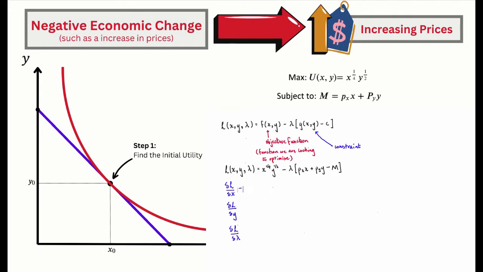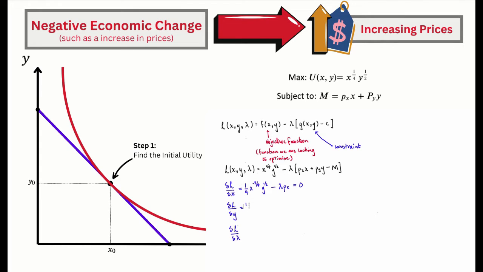The first one, with respect to x: I'm going to take the 1/4 down the front. It's going to be 1/4 x to the power of negative 3/4, y to the half, minus lambda times the price of x. Now that has to equal 0. Now we can take the partial derivative of the Lagrangian with respect to good y.